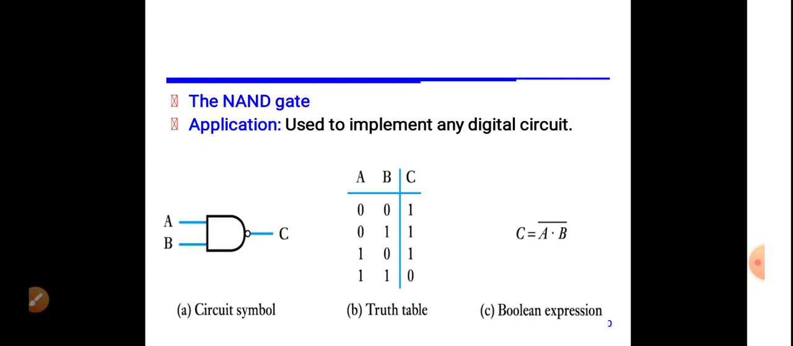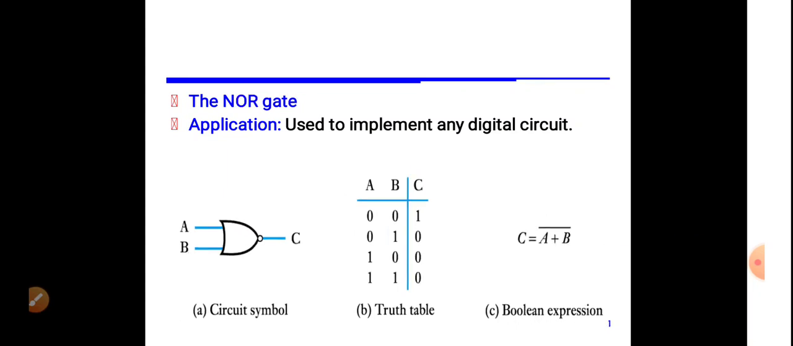From this we can say that the conclusion for the NAND gate is: if at least one of the inputs is low, the output is high. If all the inputs are high, then only the output is low. Even if there is a single input as logic 0, automatically the output is 1.